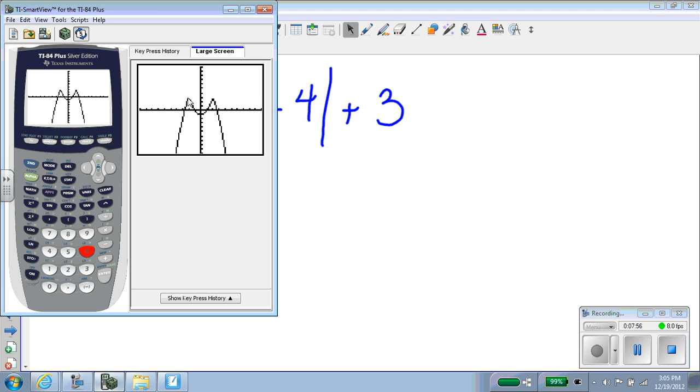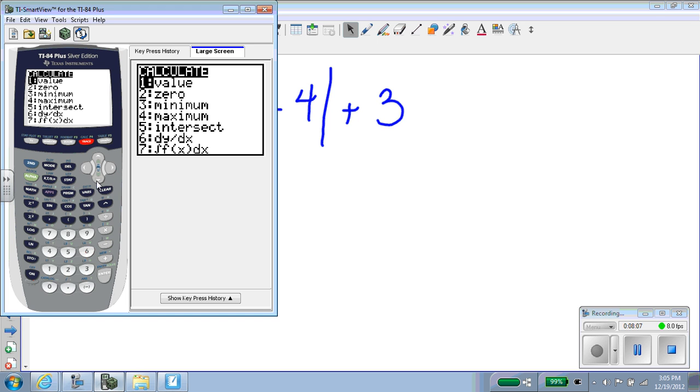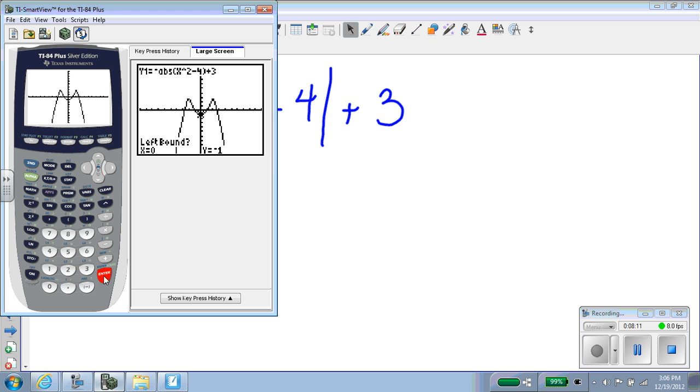If I could figure out either one of these little peaks here, I could know the y value. So I'm going to calculate a maximum, right? Because they're peaks, not valleys. Go left. Okay, so I'm going to go left until I'm past it. Go right. And then make a guess.